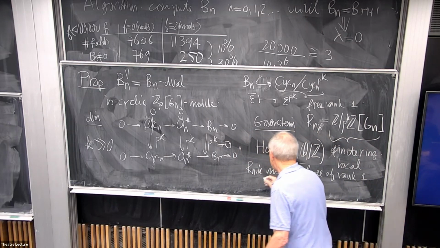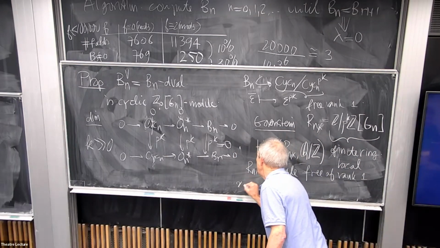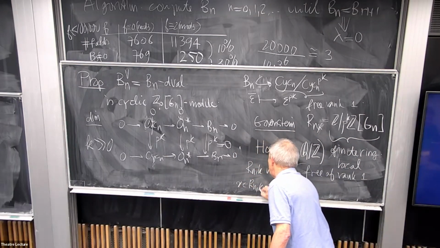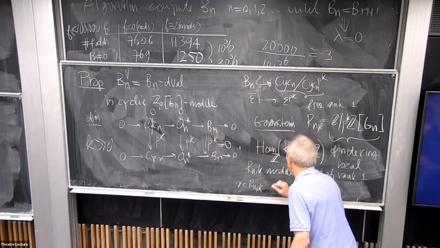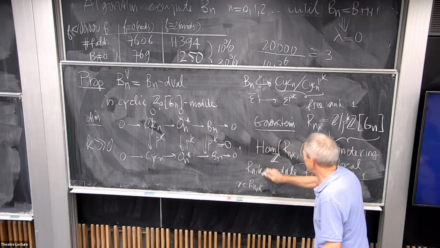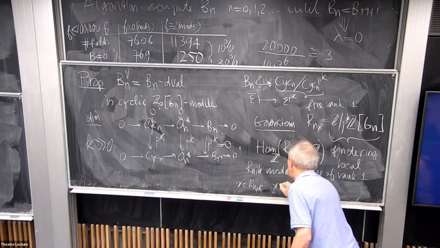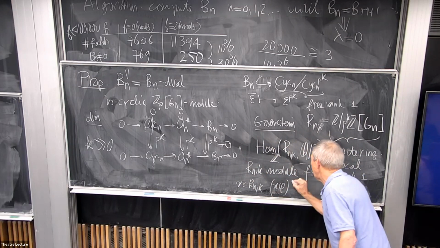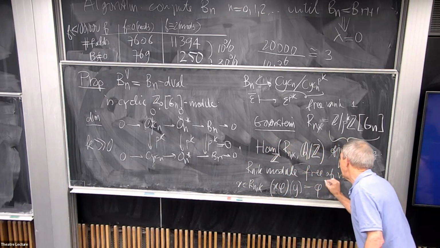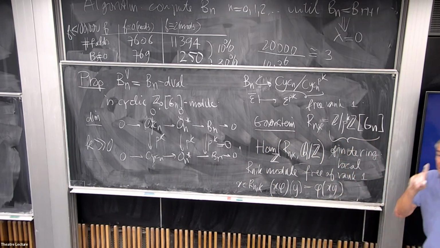Now in this case the action is: if I have an x in the ring and I have a phi here, then x phi of y is phi of xy. That's how the action is.